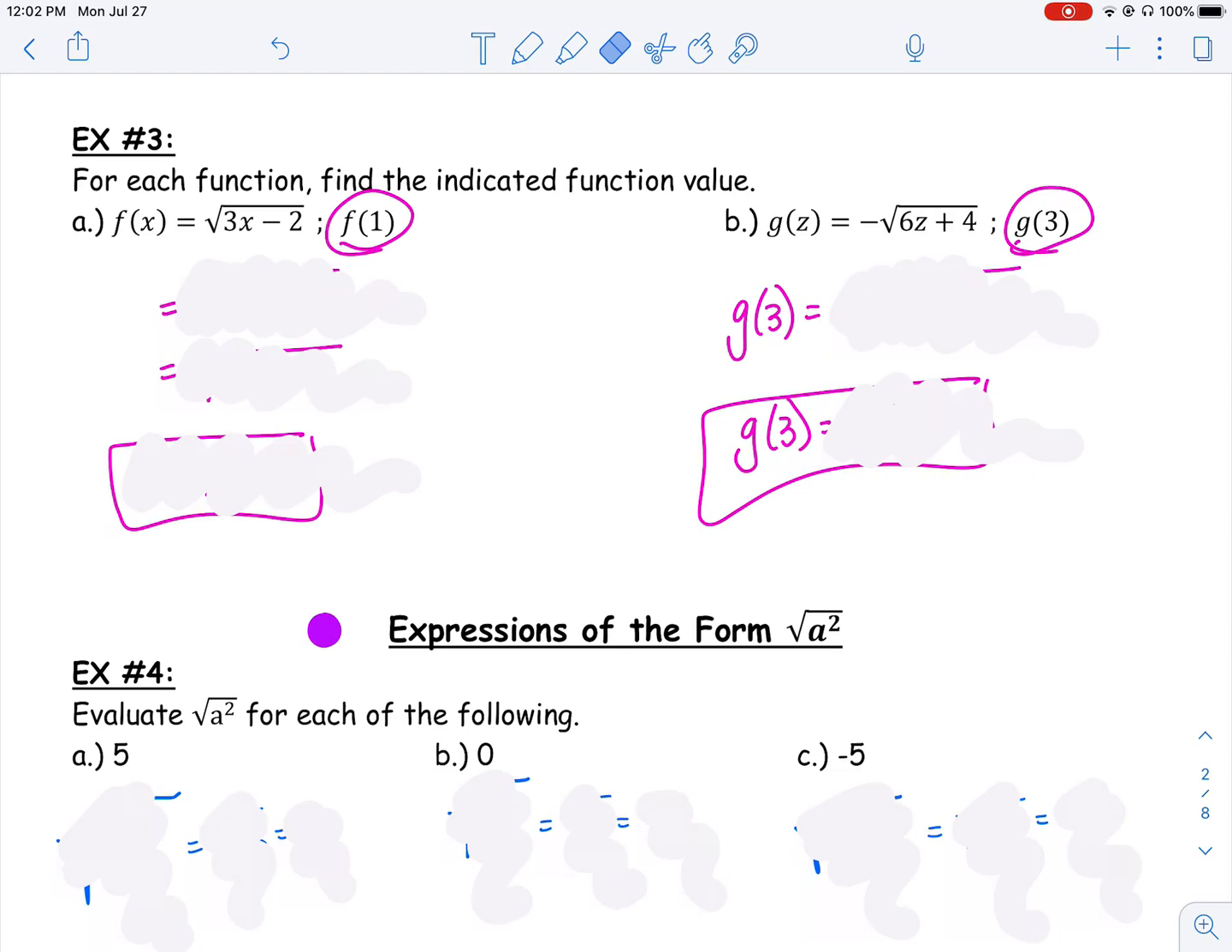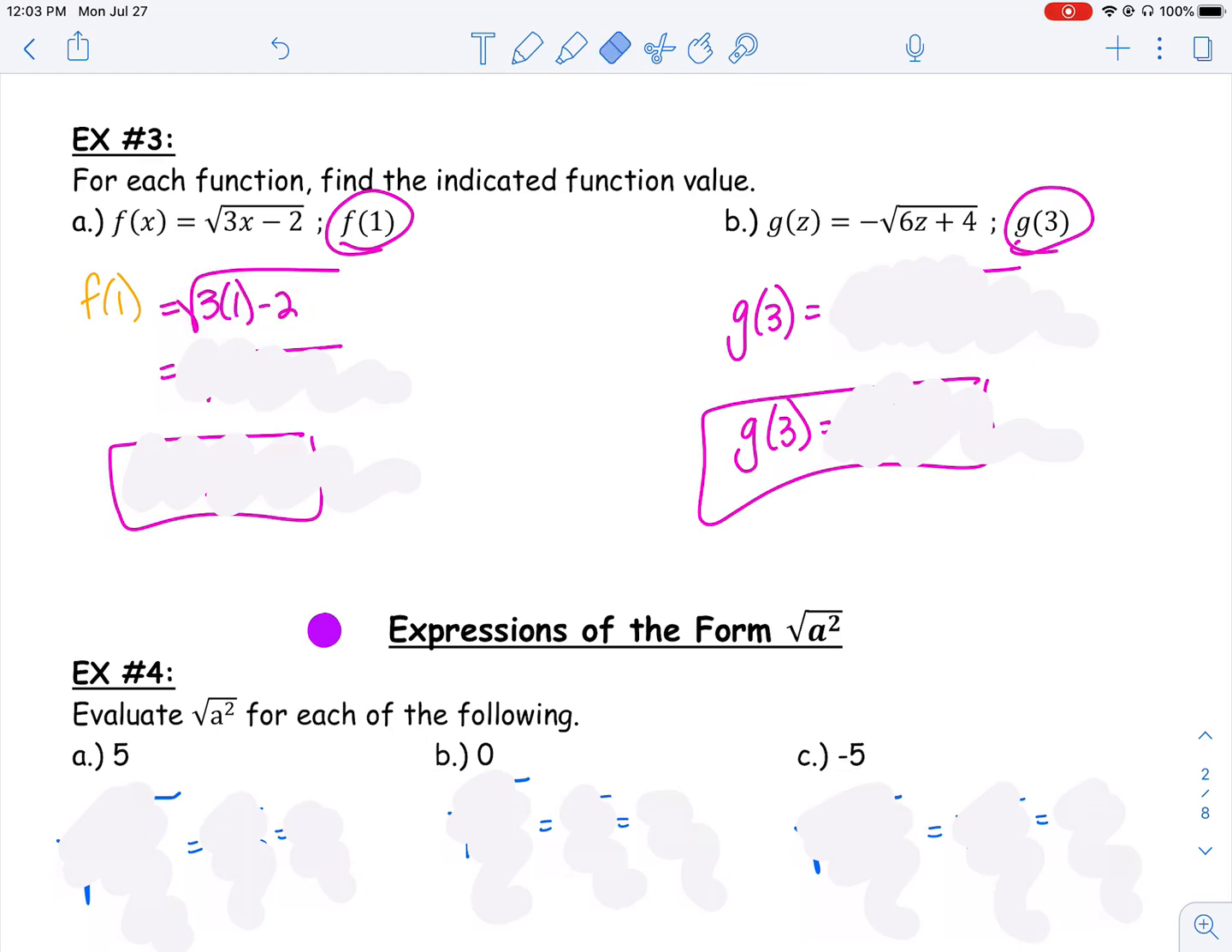Okay? All right, last little example in this video is a little bit of function notation here with roots. It says here for each function, find the indicated function value. So we have f of x is the square root of 3x minus 2, and we want to find f of 1. Remember, our function notation f of 1 means that in our f function, we're going to substitute our variable, in this case x, with a 1. We want to find f of 1.